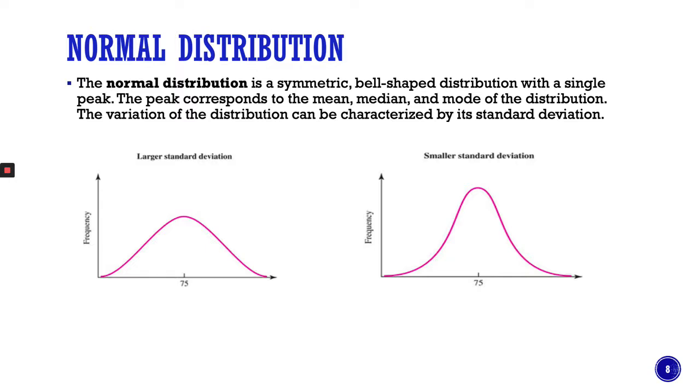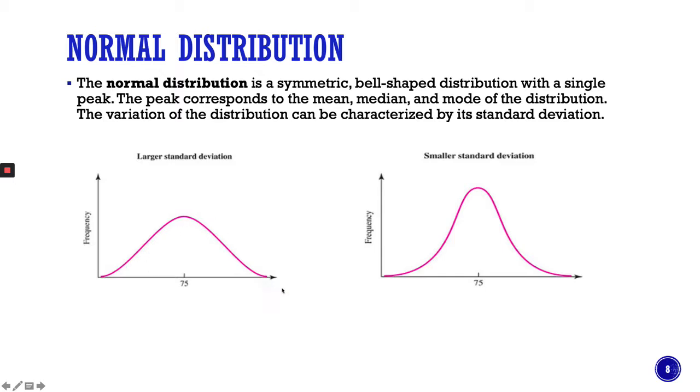The variation of the distribution can be characterized by its standard deviation. So if you look here, these both have the same width, but the shape is slightly different. So the frequency changes, but it still has the same mean, median, and mode. But this will have a larger standard deviation, and this will have a smaller standard deviation.